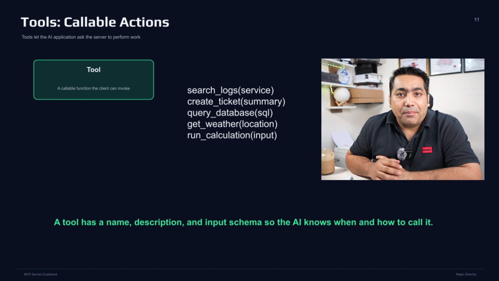So let's start with the tool. A tool is a callable function. The AI application can ask the MCP server to run it.